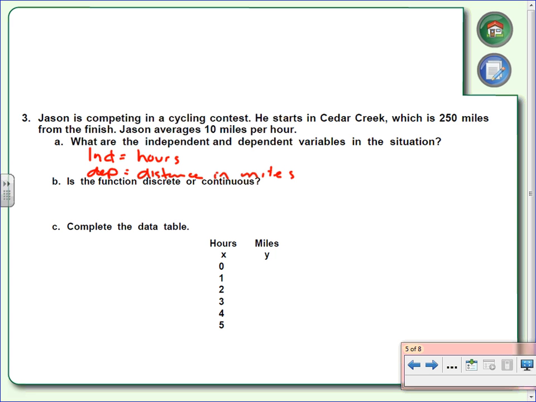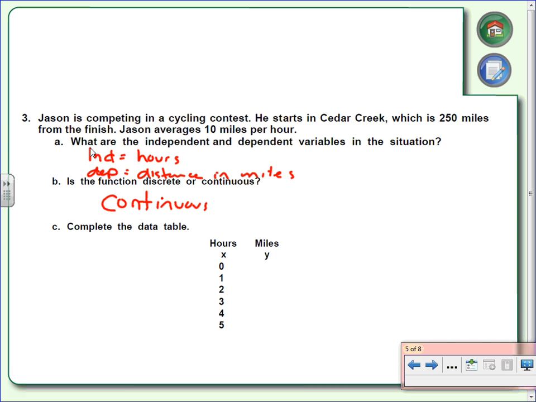Part B, is this function discrete or continuous? Now remember, if you forgot discrete and continuous, I still have it on the board over there. This particular one is considered to be continuous, and that's because we can have half of a mile. We can also have half of an hour. He can travel for 1.5 hours.